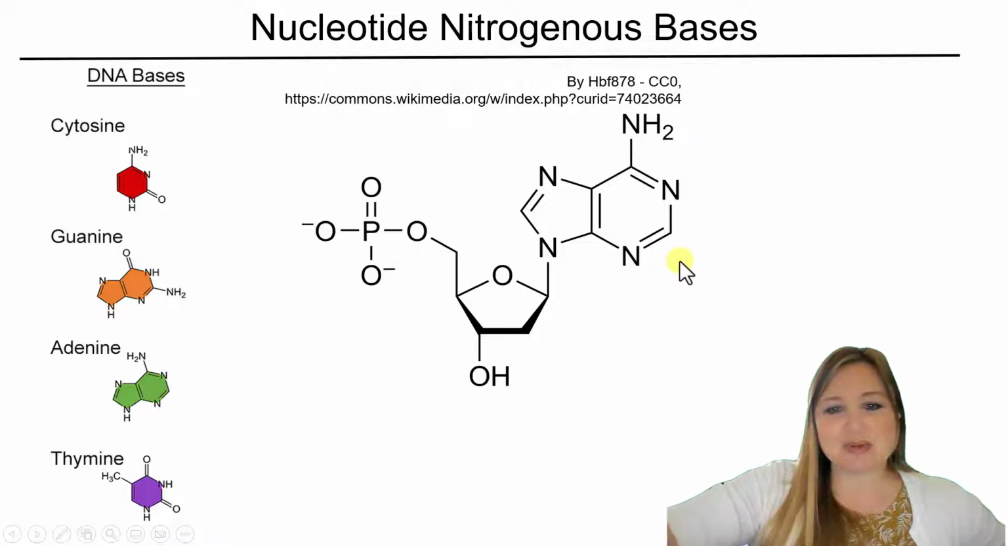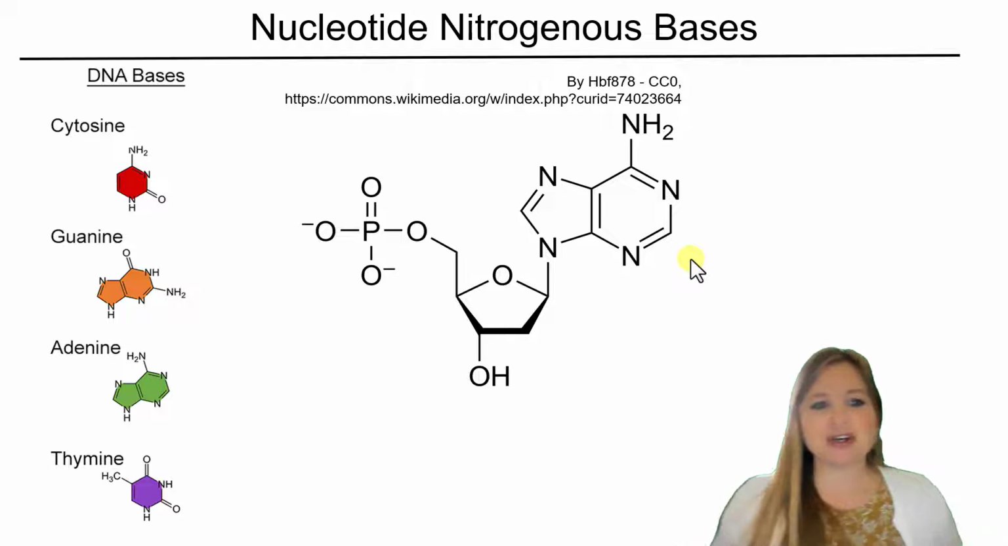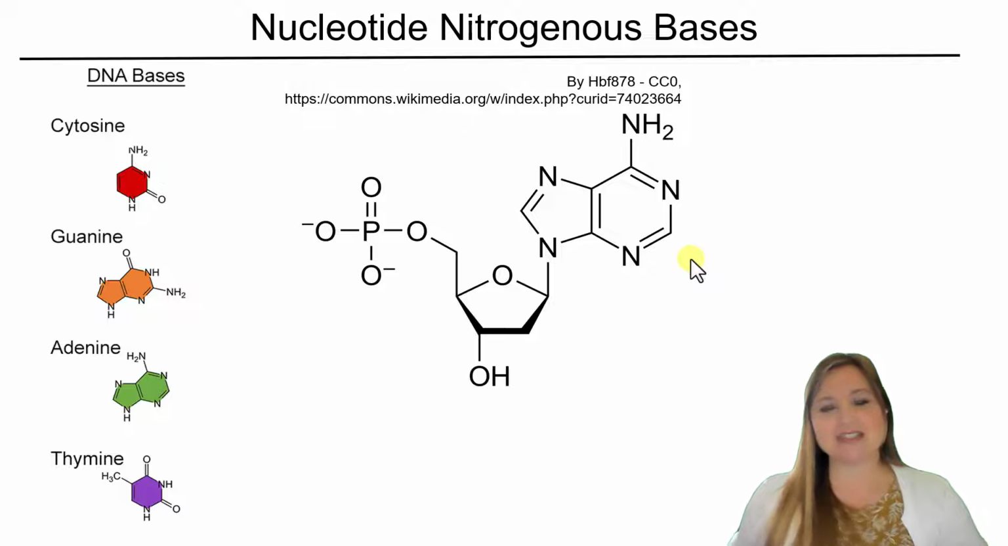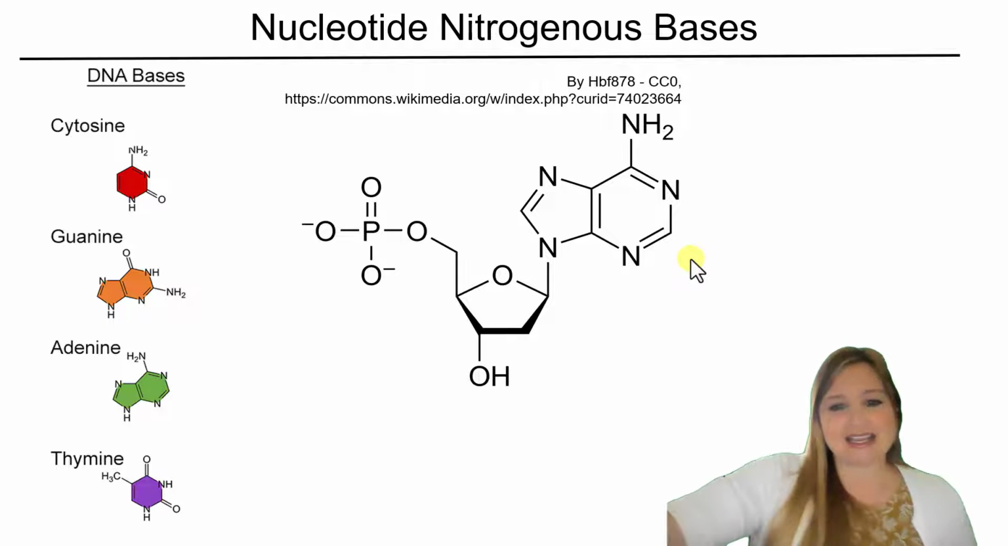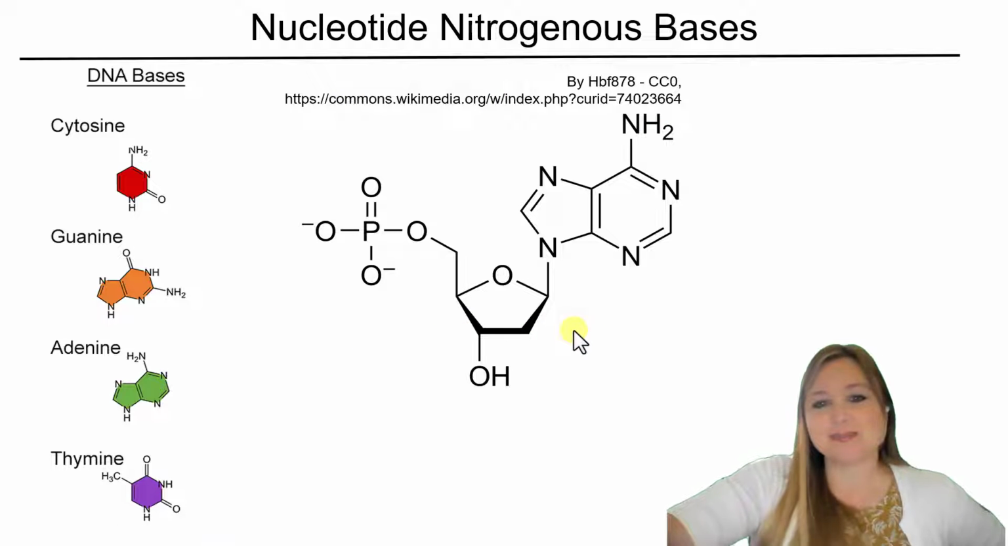Now, looking at this base, right away, you see it has two rings. So you know it's a purine rather than a pyrimidine. And we know our purines are guanine and adenine. So can you identify in this structural drawing of a nucleotide which of the bases is found in this one?